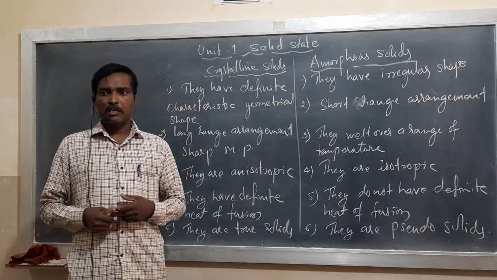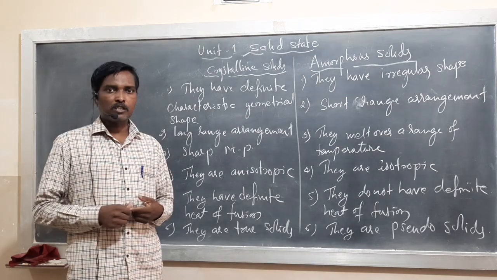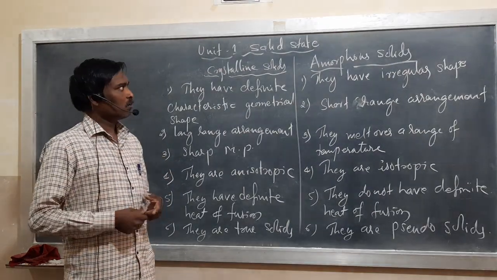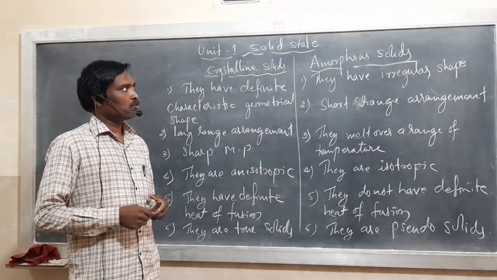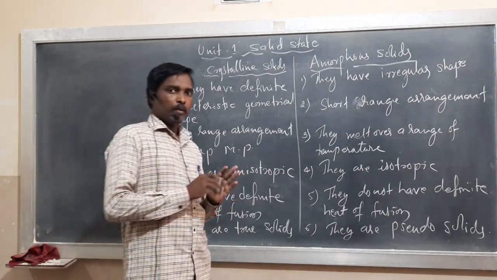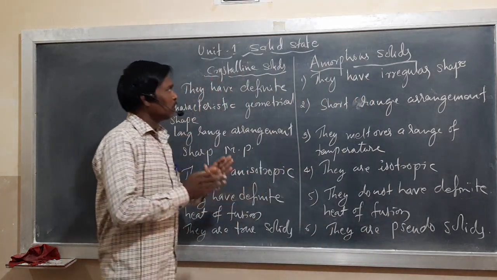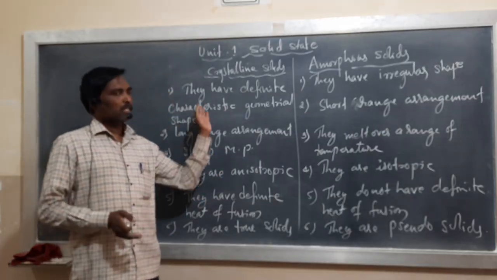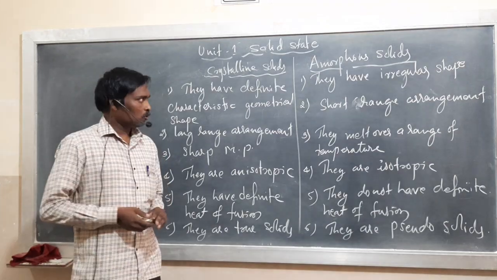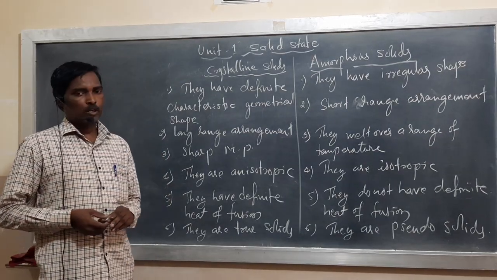We know that crystalline solids are hard to touch and amorphous solids are smooth, whereas crystalline solids are soluble and amorphous solids are insoluble in water. So this is the preliminary analysis we did to differentiate crystalline and amorphous solids. But now let me go through the other differences between them.